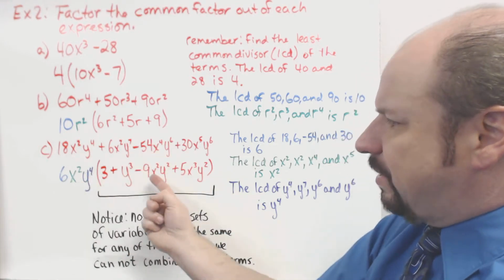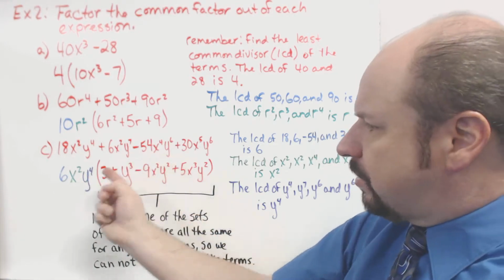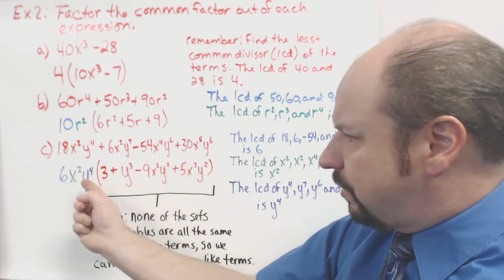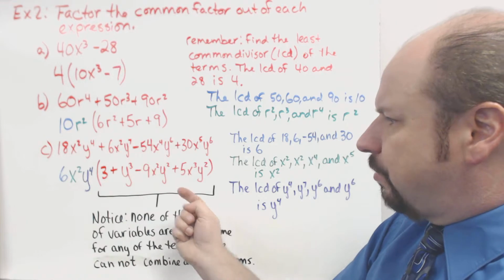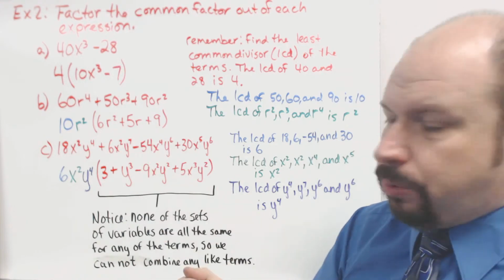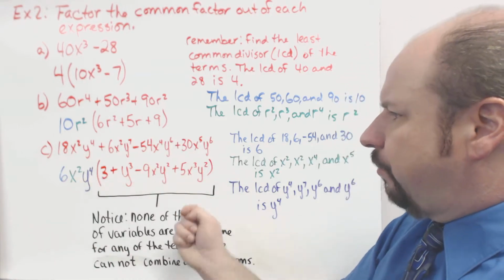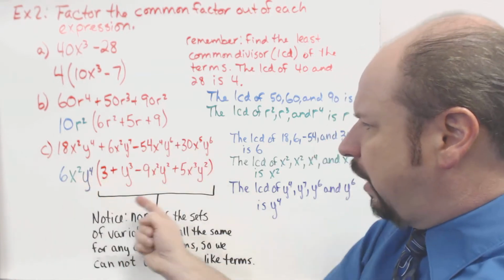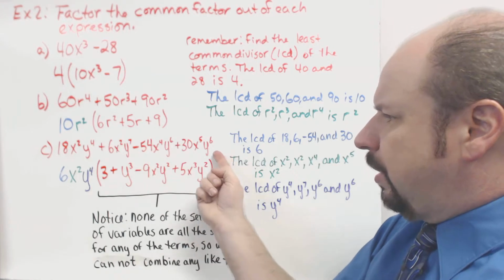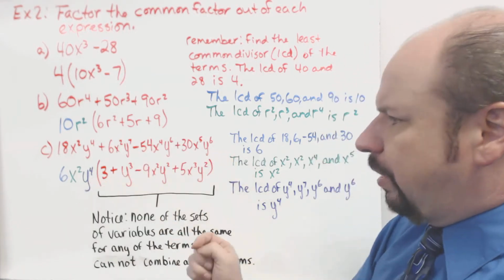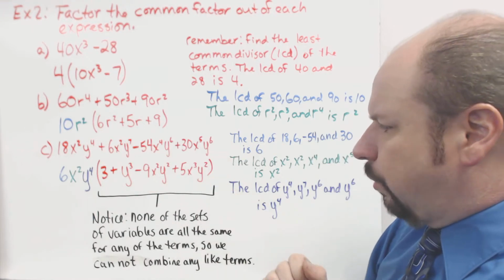54 divided by 6 is 9. X to the fourth divided by x squared is x squared. And y to the sixth divided by y to the fourth is y squared. And then in the last one, 30 divided by 6 is 5. X to the fifth divided by x squared is x cubed. Y to the sixth divided by y to the fourth is y squared.